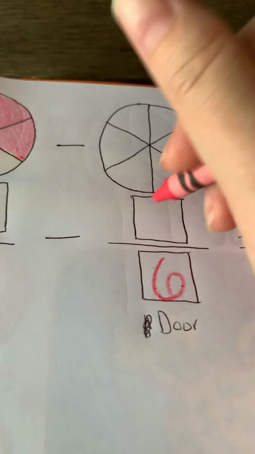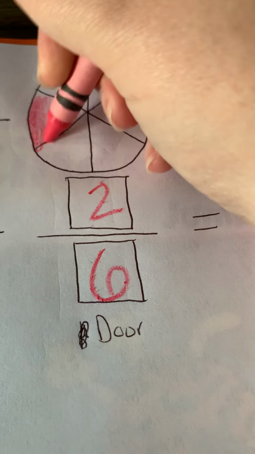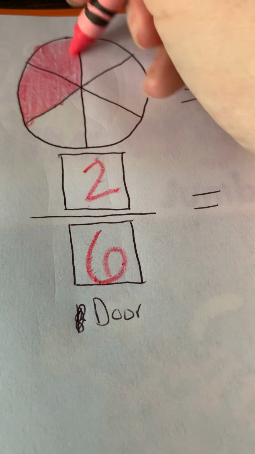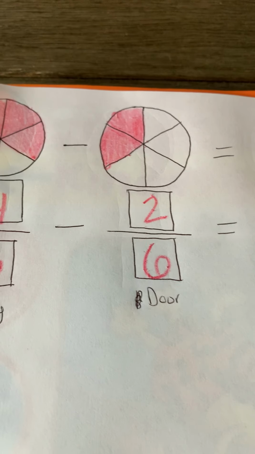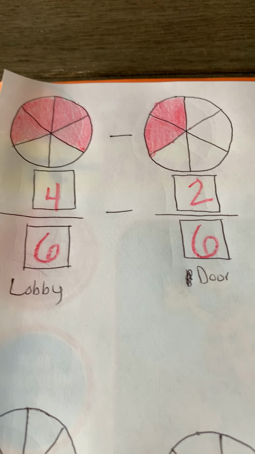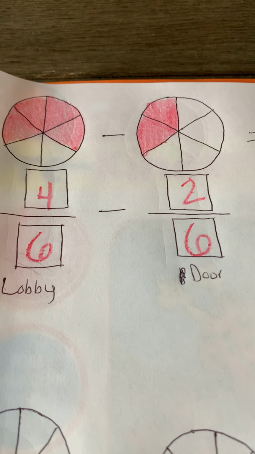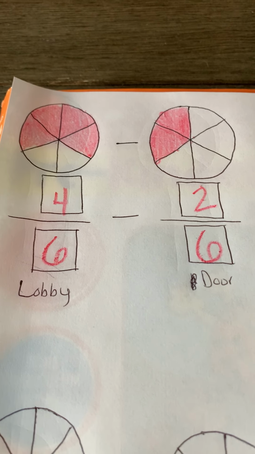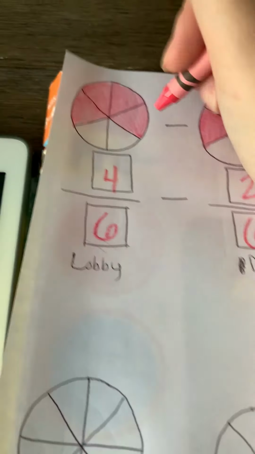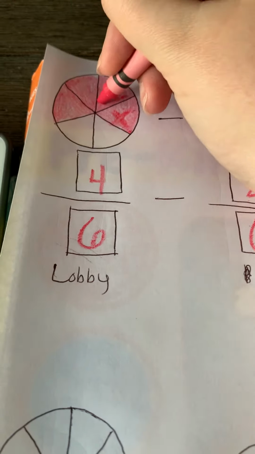So we're going to put our 2 in our top box. And we're going to shade in 2 pie slices. Okay, so she greets 2 out of the 6 customers at the door. And now what we have to do is we are subtracting these because they want to know how many more she greets at the lobby than the door. So once again, we have to take away 2 from the 4. So we're going to make an X on 1 and an X on 2.